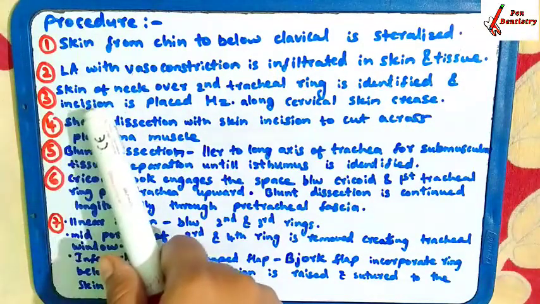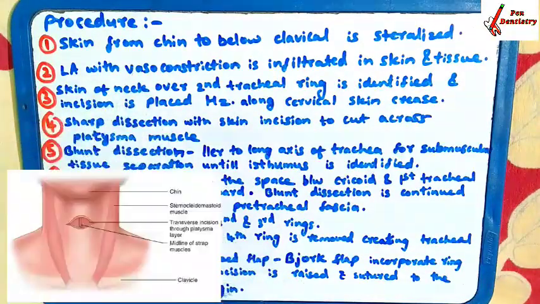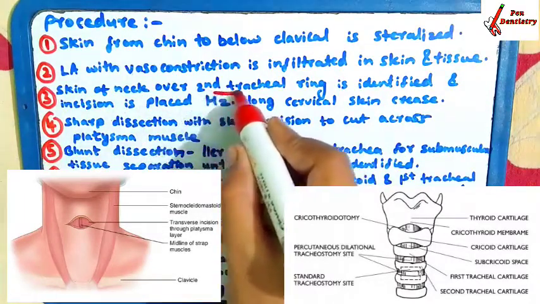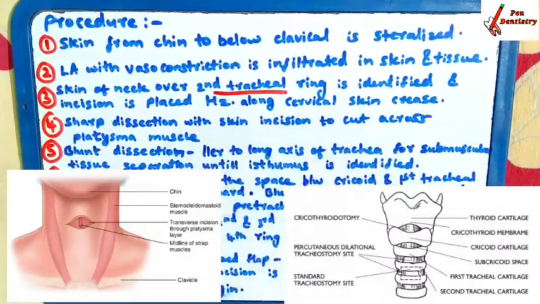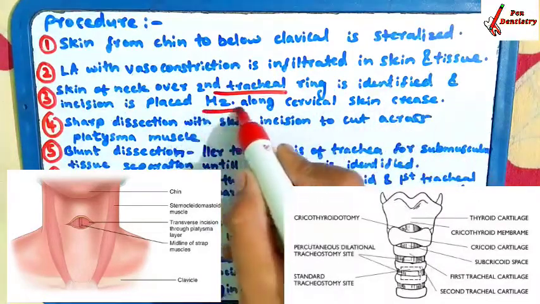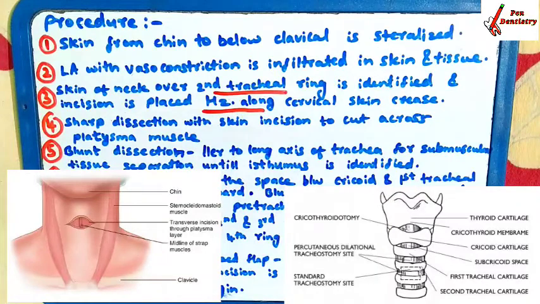The third step is the skin of the neck. That is, skin of the neck over the second tracheal ring. You are going to identify the second tracheal ring here, and the incision is made horizontally along the cervical skin crease. You are going to place a horizontal incision along the cervical skin crease.